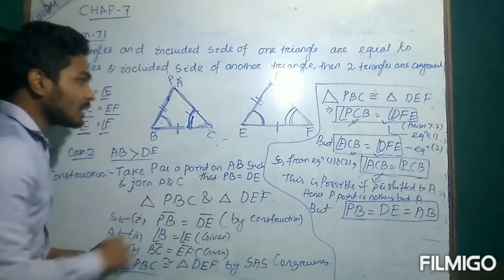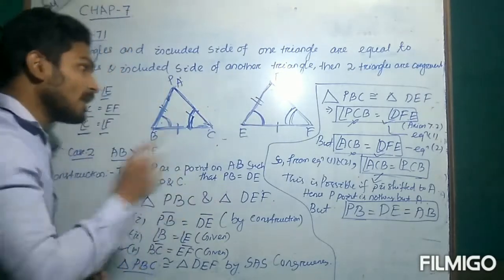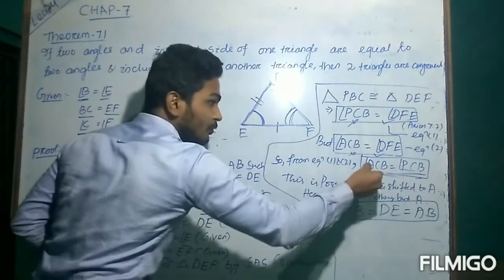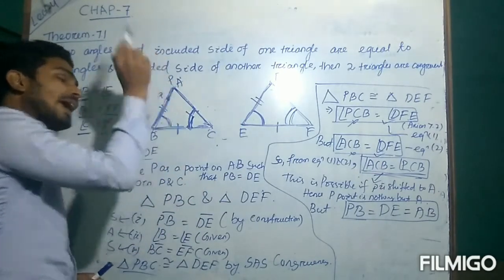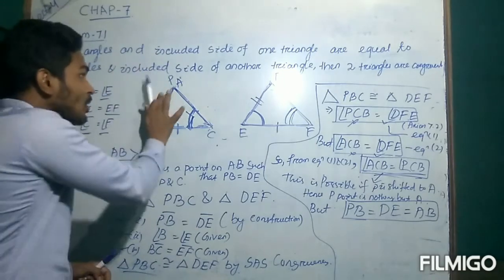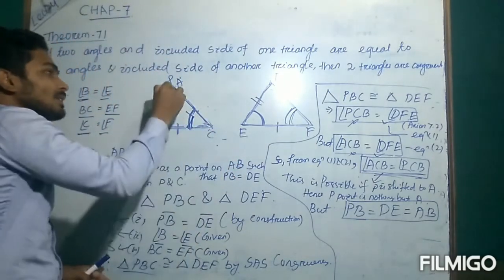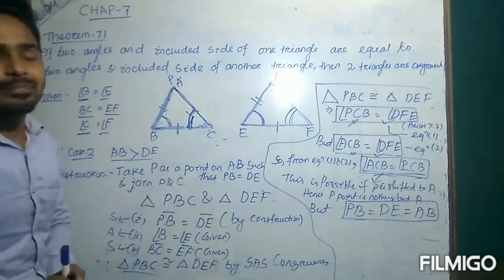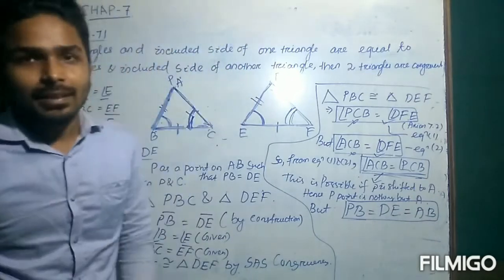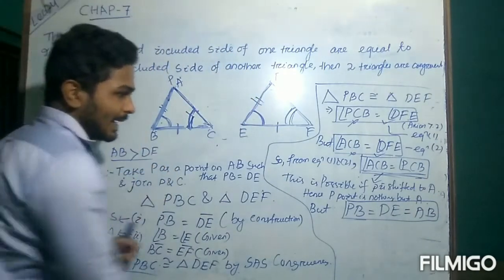We have constructed that PB is equal to DE, right? But after this proof, we have to shift point P to A. Now A is nothing but P, A and P are equal. So this distance PB is also the distance for A and B. So PB is equal to AB, which is equal to DE. It is proved now.